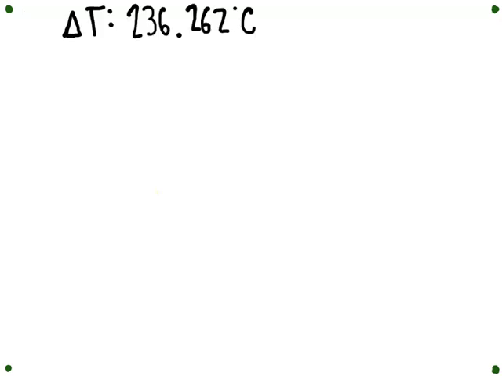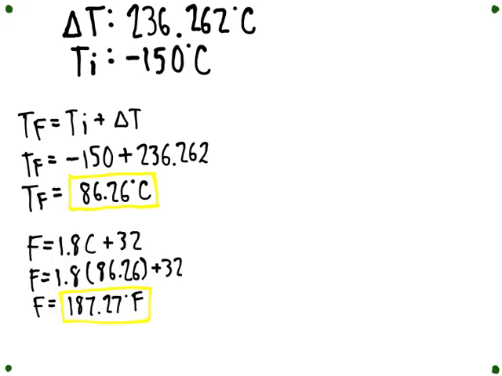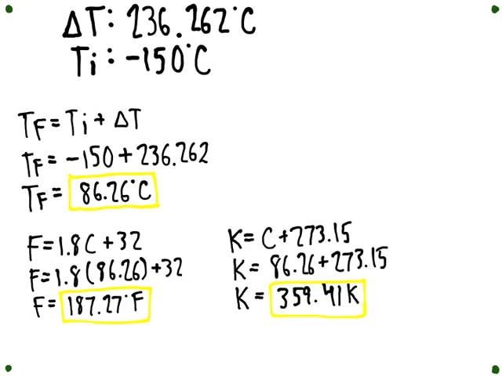Alright, but alone this value means nothing. We need to find the final temperature of argon. So this step is fairly easy. To find the final temperature, add the initial and change in temperature together. Remember that our initial temperature was negative 150 degrees Celsius. In the end, you'll have 86.26 degrees, which is the final temperature of our argon gas after the reaction took place. It is also good to find this value in Fahrenheit and Kelvin, so by performing simple conversion calculations, we find that our final temperature is also 187.27 degrees Fahrenheit and 359.41 Kelvin.